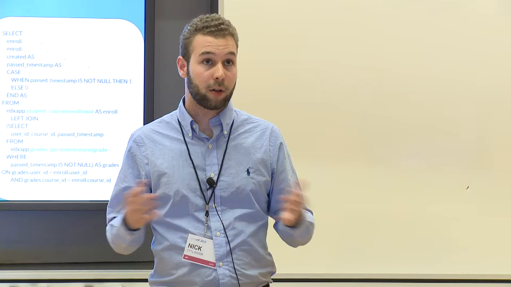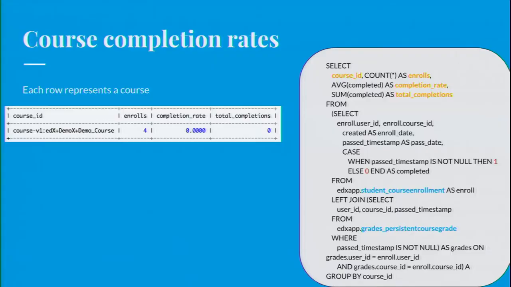So we aggregate it here. You don't need to look at the code. You can look at the code in your own time when you have space, but I put it up here for reference. And so here we have the course completion rate. And so this is my course, the demo edX course. I had 4 enrollments for users who wanted to take the course. And nobody's passed it yet, but hopefully someone will soon. So that's how we get the completion rate.